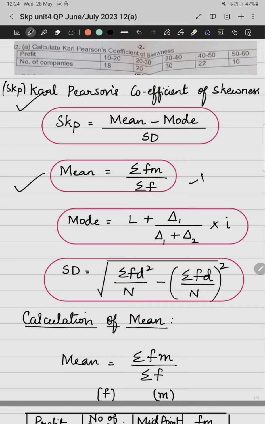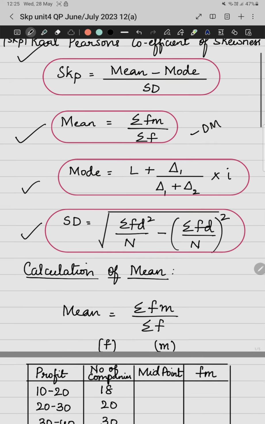This is the direct method formula. You can use any method: assumed mean method, shortcut method. Any method you use, you will get the same answer. So I preferred the direct method here. Then mode is equal to L plus delta 1 divided by delta 1 plus delta 2 into I. There are many formulas for this also. You can follow that. Whatever you do, you will get the same answer.